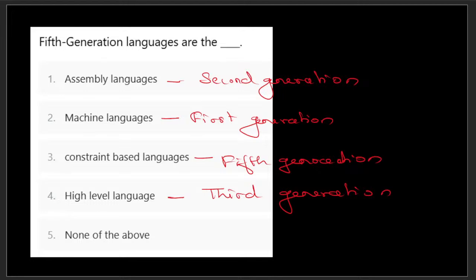And how are the generations classified? On the programming languages. Okay, and the fifth generation language is constraint based. And what is the example for this? So the example for this is Prolog. So that is why the third is the correct answer here in this case. Let's see now the next question. So this is a very good question. Try to solve this, everyone.